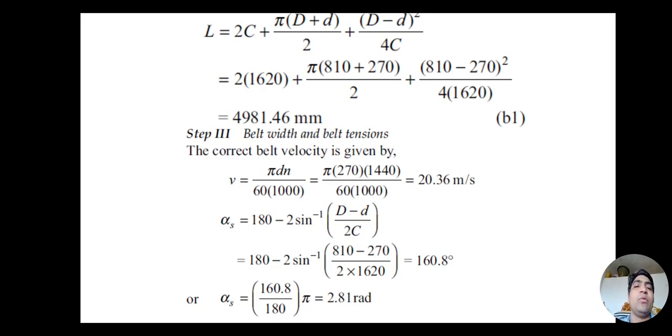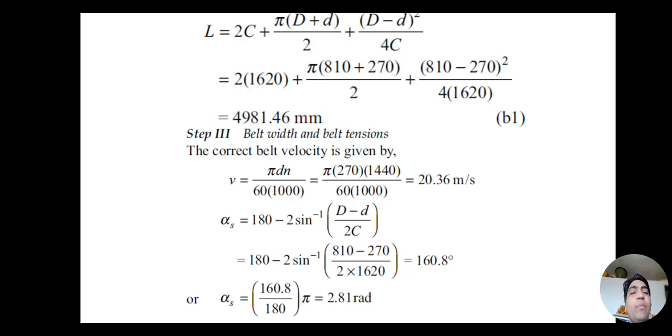Now let's see the third step. In this we have to calculate the value of belt width and belt tension. First calculate the correct value of belt velocity. We know the value of small d and speed n, and from that we calculate the correct velocity small v. So small v equal to pi dn divided by 60 into 1000, that is pi into 270 into 1440 rpm divided by 60 into 1000. From that we will get the velocity, that is 20.36 meter per second.